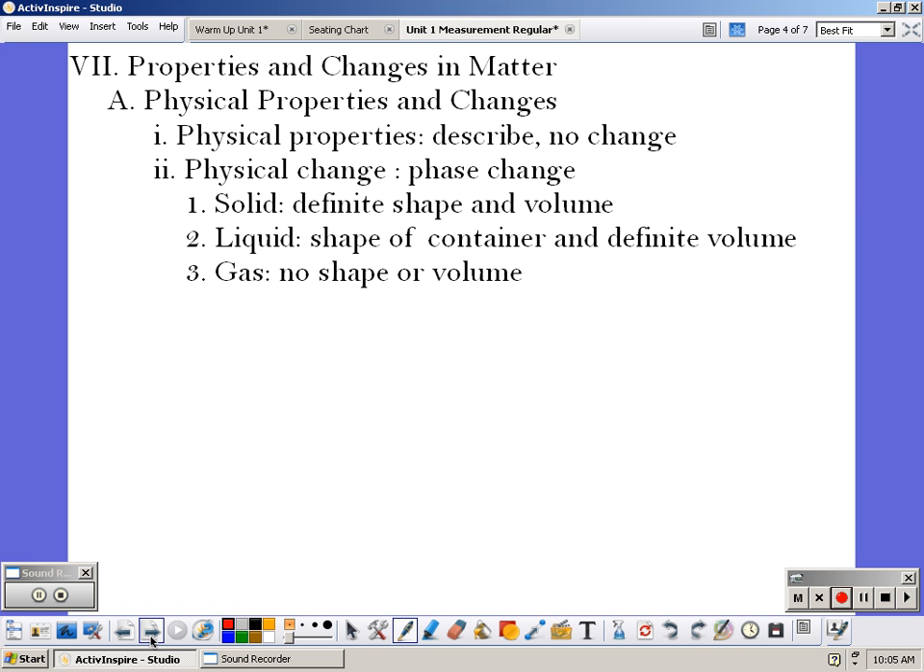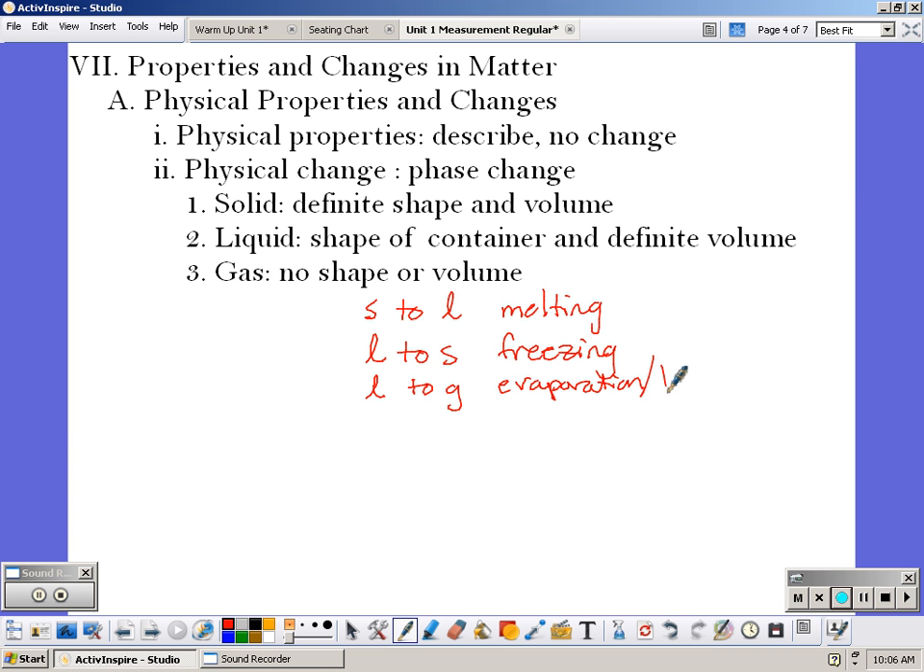So if you were to go from a solid to a liquid, we would call that melting, and that is a physical change. Going from a liquid to a solid is freezing, and that is a physical change. When you take water and freeze it into ice cubes, it's still water, it's just in a different phase. The only other phase change that I would expect you to know right now would be liquid to gas, and that's evaporation or boiling. There are 3 other phase changes, but I would not expect you to know them at this time.